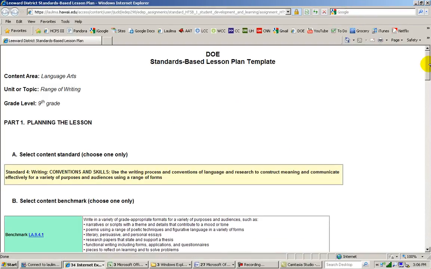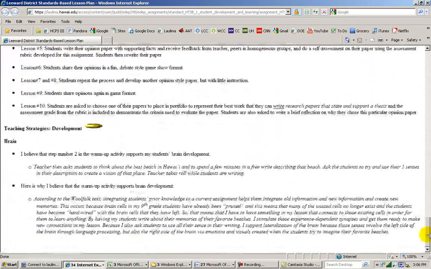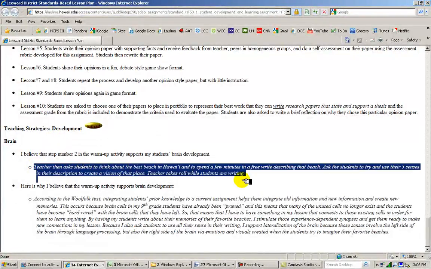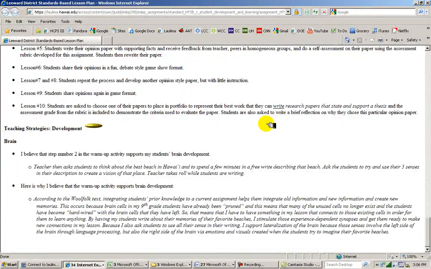So you have the parts that you worked on before, and if you scroll all the way down, we have a part on teaching strategies for the development, and there's our teaching strategy, and this is why it works. So we end up using all this information to be very specific in building up our lesson in a very specific way. And again, this is what you'll be asked to do many, many times as a teacher. So after you complete that, move on to the next developmental strategy.